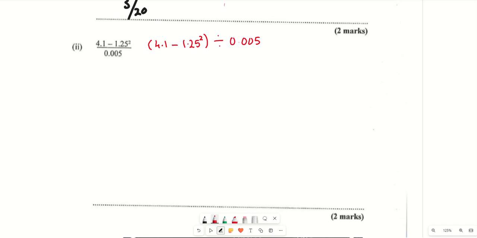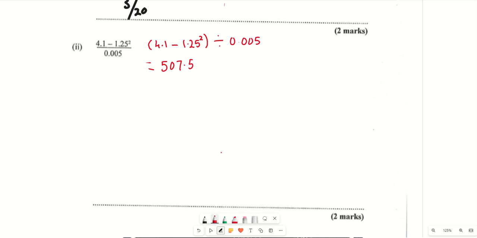0.005. Let's do that. Open bracket 4.1 minus 1.25 squared, close bracket, right, divided by 0.005. When you put this, you're going to get an answer of 507.5. Just make sure 4.1 minus 1.25 squared. Again, I did it again, so I got the same answer.